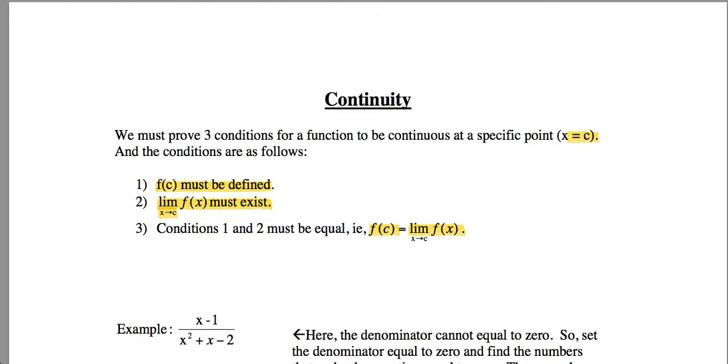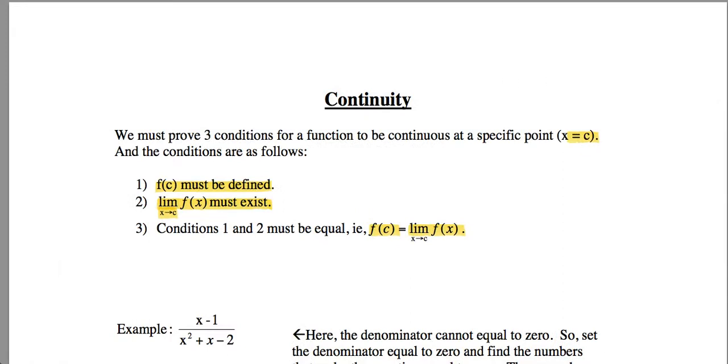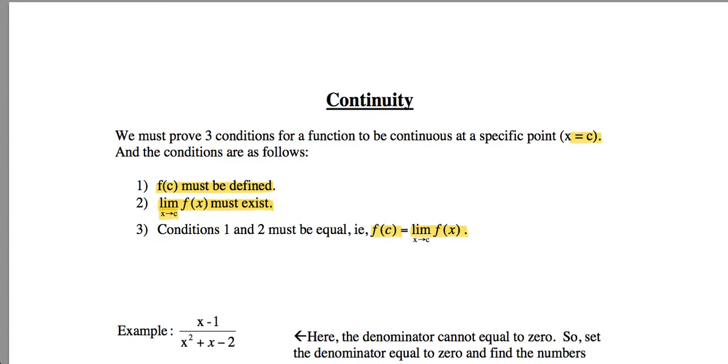So pictorially, what that means is here's some function, doesn't matter what it is. At x equals c, I have a red closed dot. I zoom into the same y value L, and those two things are one and the same, the L value and the red dot. If those three things are met, then you are good to go. X equals c is continuous.